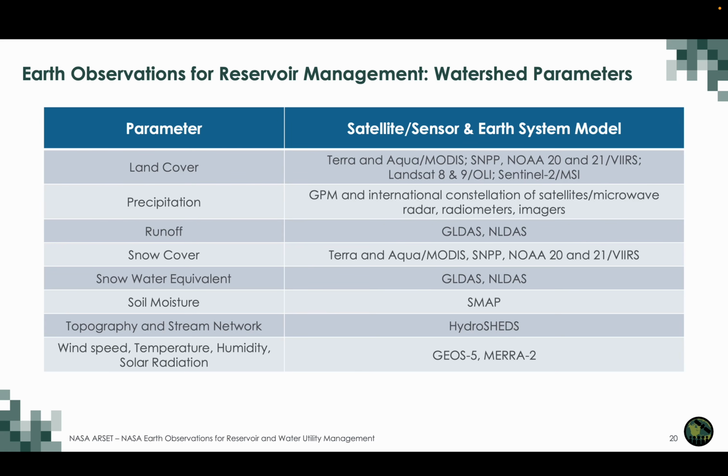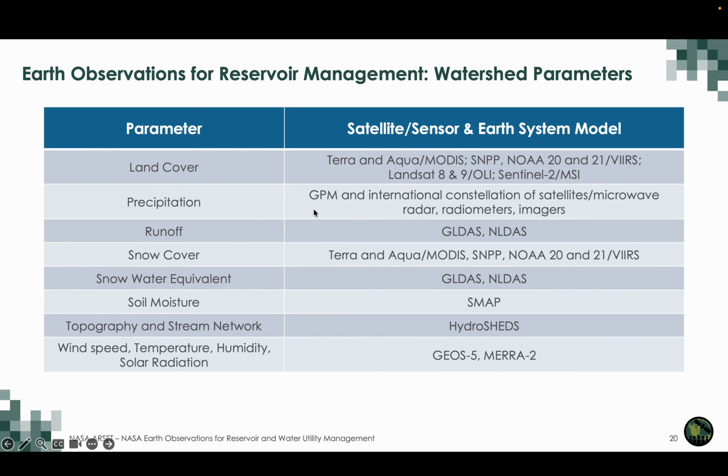NASA Earth observations provide reservoir management data sets. So first of all, here is a list of watershed parameters. It includes land cover from Terra and Aqua satellites or MODIS sensor, SNPP, NOAA 20 and 21 VIIRS, Landsat 8 and 9 OLI, and Sentinel-2 MSI. These are optical measurements. They're used for land cover derivation.